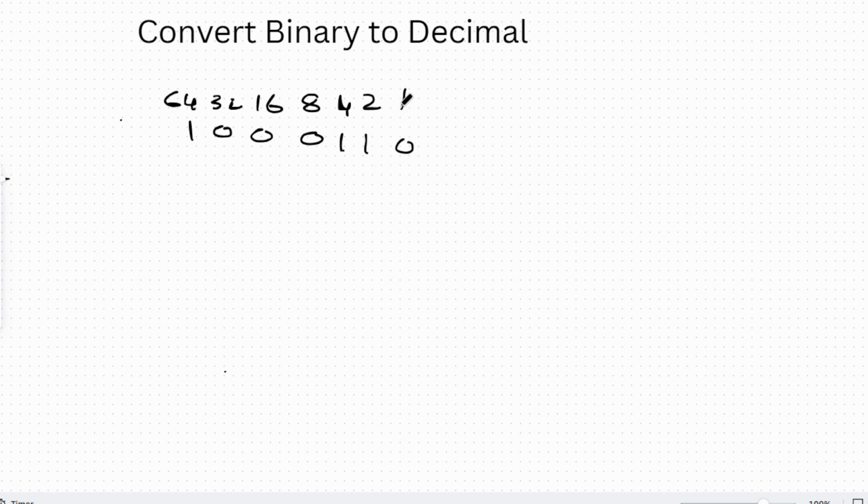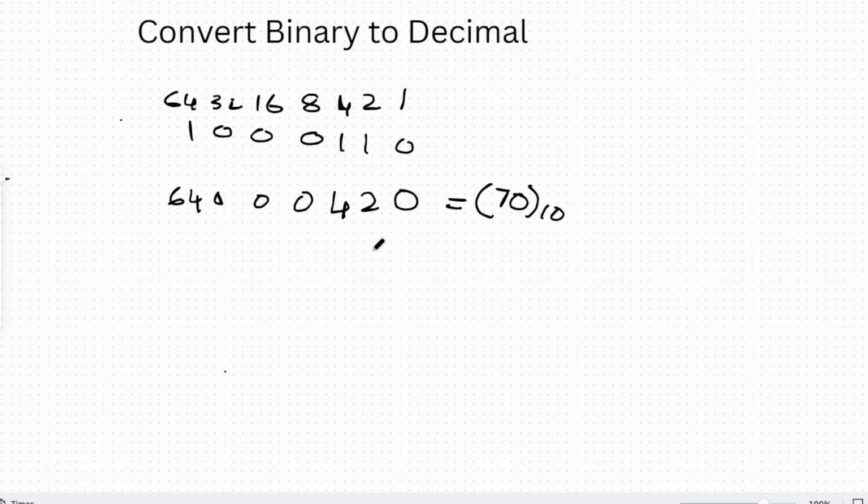Now what you do is multiply the number on top with the number below. So 1 into 0 is 0, 2 into 1 is 2, 4 into 1 is 4, 8 into 0 is 0, the next is 0, the next is 0, and the next is 64. Now you add all these numbers. 64 plus 4 is 68, plus 2 is 70. So the number is 70. That means 70 in decimal is equal to the number that we wrote in binary.